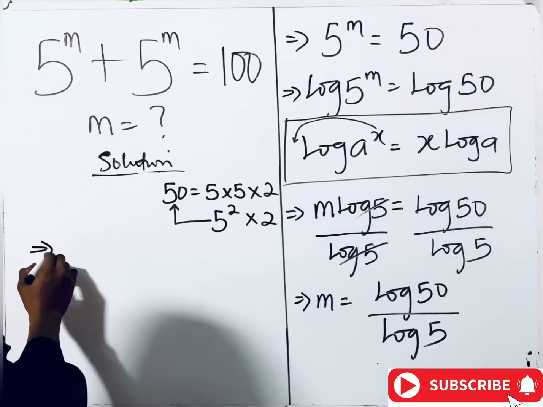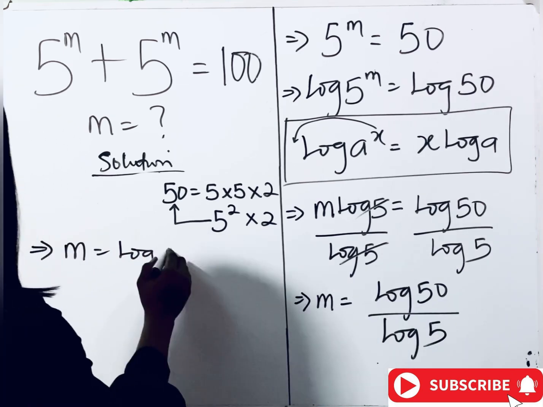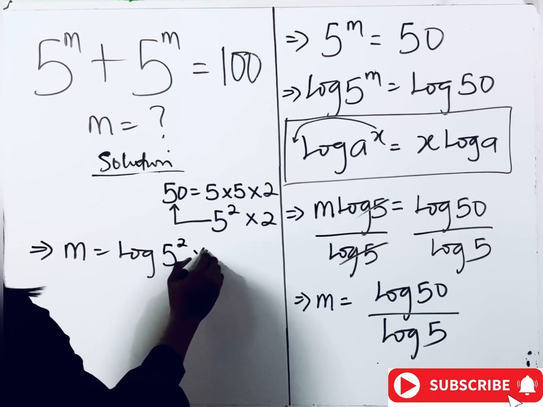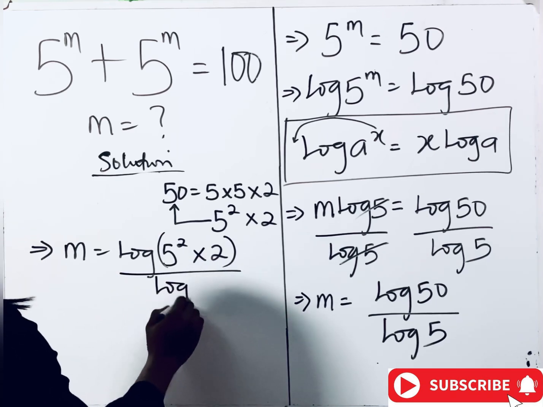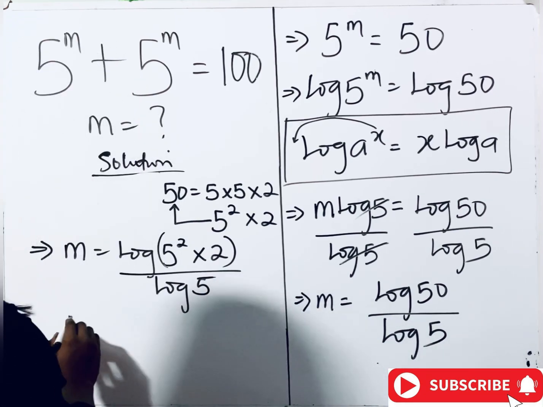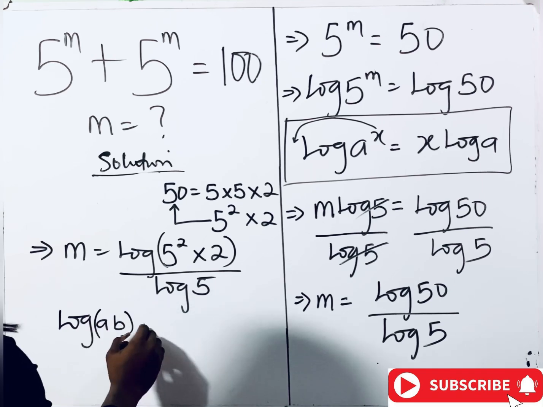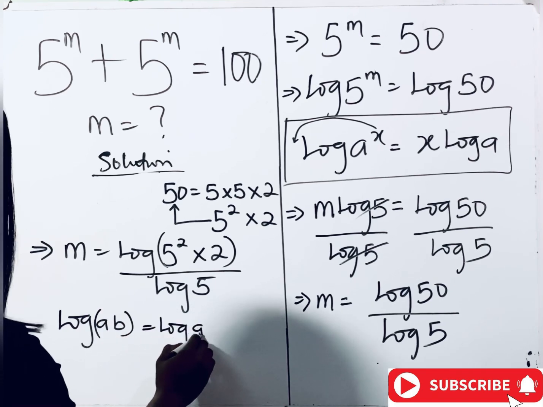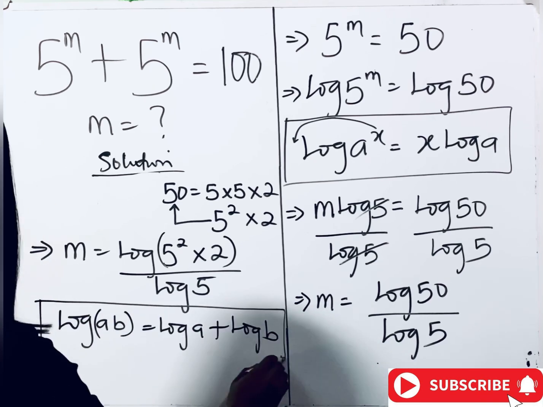So this is going to give us m is equal to log of 5 to the power of 2 multiplied by 2. Did you see that? All divided by log of 5. Now what do you do? Just remember this rule, which says that when I have log of a multiplied by b, it simply means log of a plus log of b.